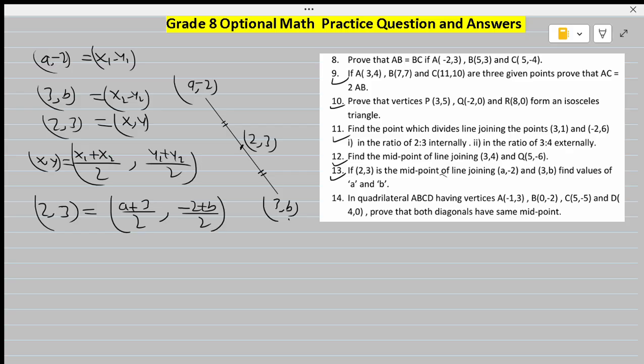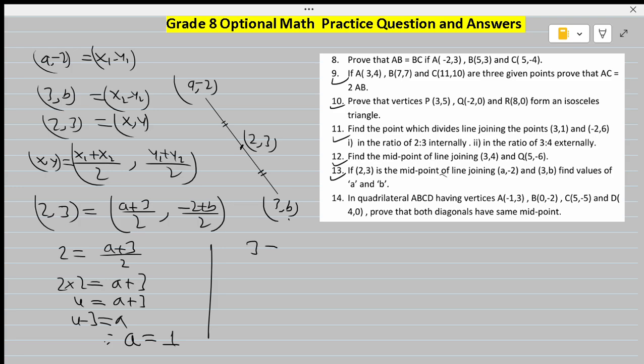Now we make the equating here. So 2 equals a plus 3 by 2, which gives 2 into 2 equals a plus 3. So 4 equals a plus 3, so 4 minus 3 equals a. Therefore the value of a is 1. Similarly for y, 3 on the left, and on the right minus 2 plus b divided by 2. We cross multiply: 3 into 2 equals minus 2 plus b, so 6 equals minus 2 plus b, and moving minus 2 to the left side, 6 plus 2 equals b. Therefore the value of b is 8. This way we got the values of a and b. So number 13 is clear.